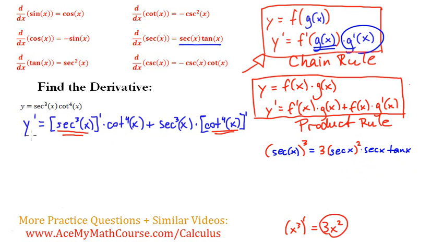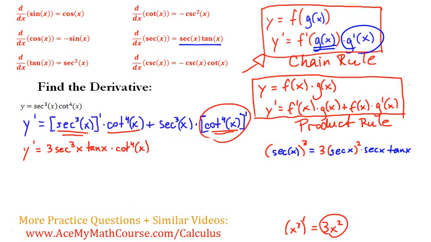Fantastic. So y prime, I'm going to have to write all that down over here because that's basically the derivative of this. So 3 secant squared of x. And oh, we're also multiplying by secant again, so I can write it as secant cubed of x times tangent x, times the cotangent to the 4 of x. Great.